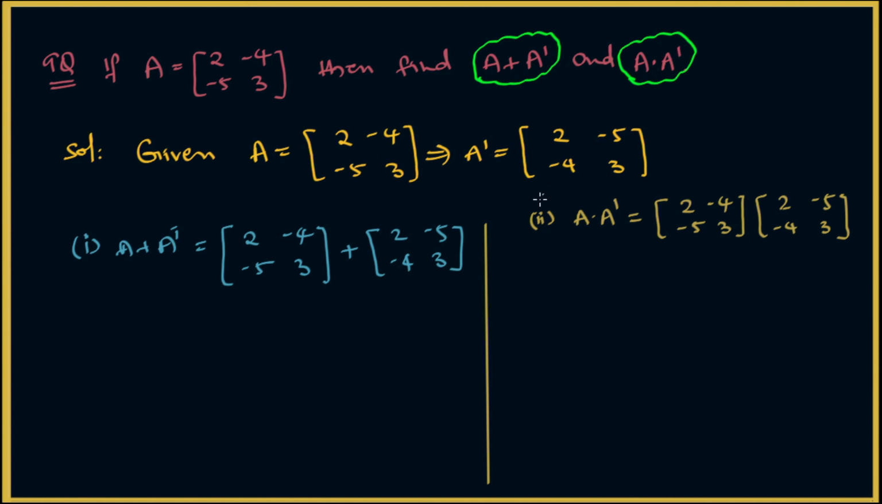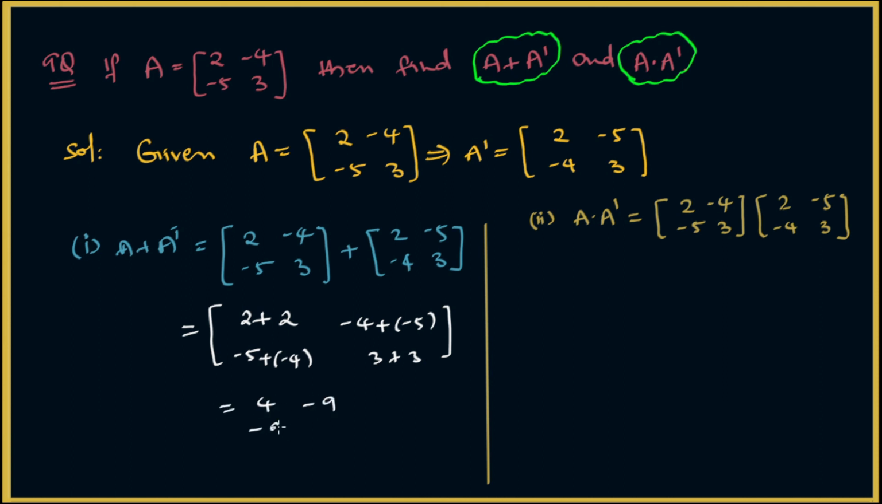First bit, A plus A transpose, addition of two matrices. Simply add corresponding elements. So first element 2 plus first element 2, minus 4 plus minus 5. Next, minus 5 plus minus 4. And finally 3 plus 3. So 2 plus 2 is 4, minus 4 minus 5 is minus 9, minus 9, 3 plus 3 is 6. So this is simply A plus A transpose.